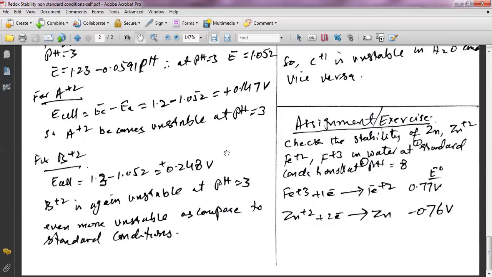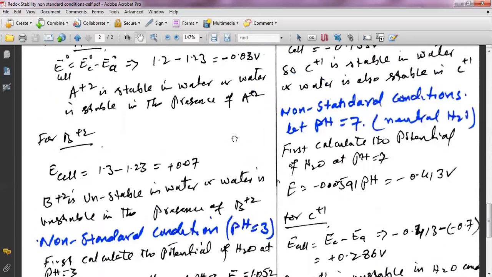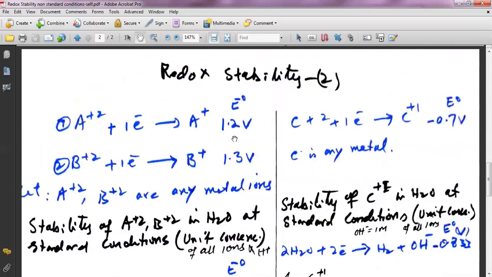So this is the way you can calculate the cell potential, and you can discuss the stability of the metal ions at non-standard conditions. So let's see another example. So these are the oxidized form. Now I am going to discuss the reduced form.